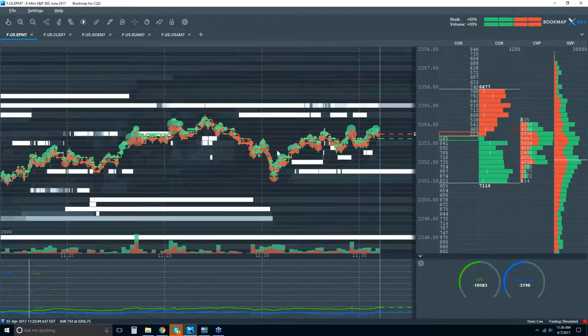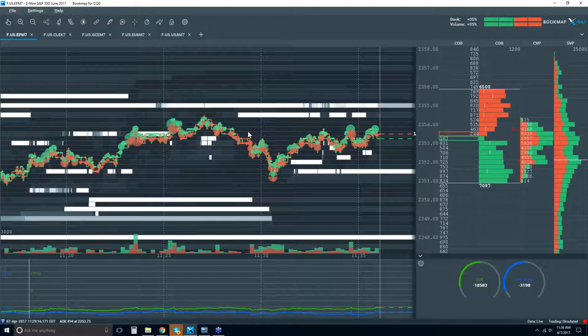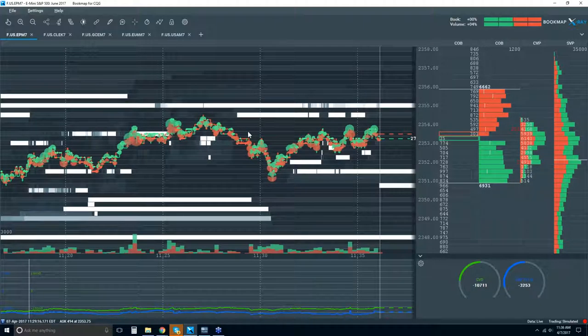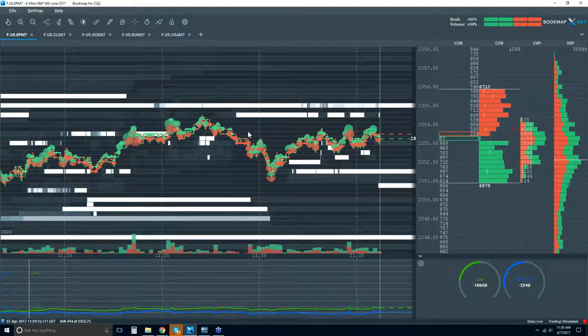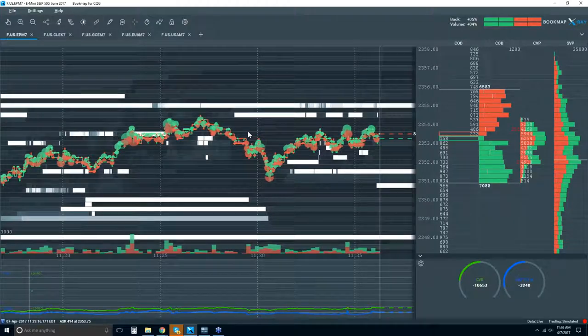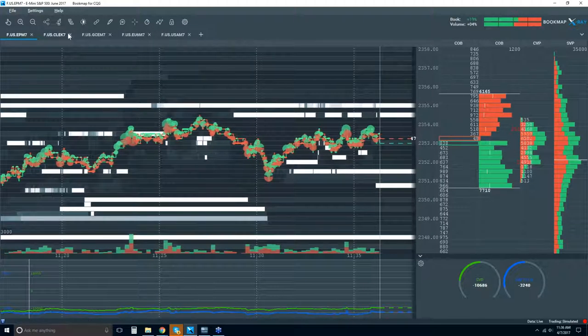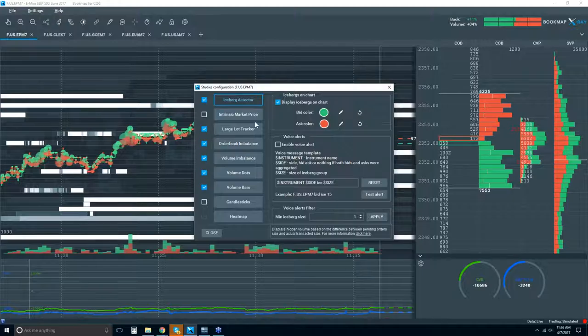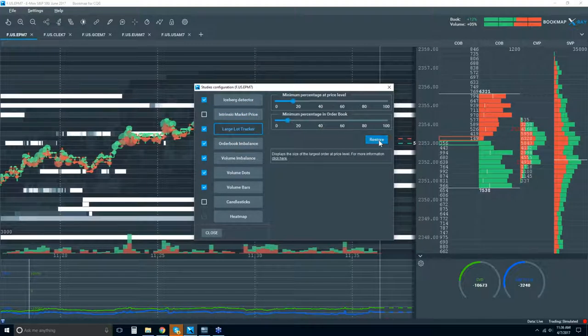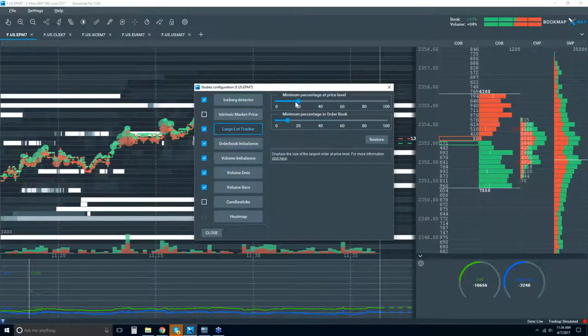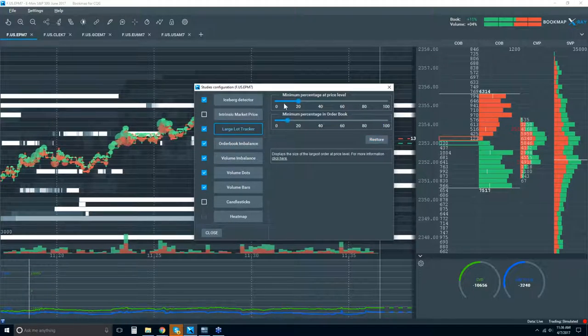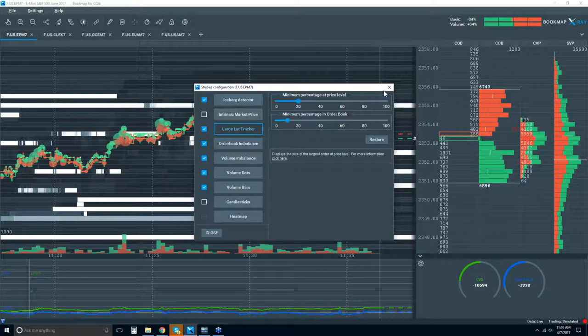Let's see here. A few more questions and then we'll wrap it up and call it a week. Is there a way to eliminate lines on the chart? Yes, there is. Seth, my large lot tracker settings, they are default. They weren't before; it was a little off, like 15% maybe, and then 10%. But it's default now. So 20% and then 10% here.